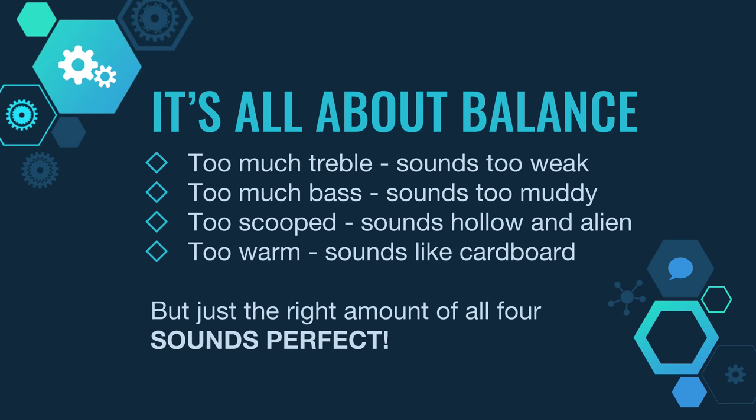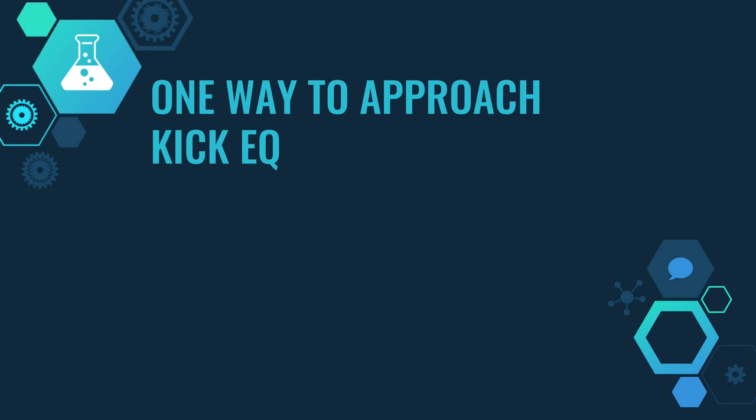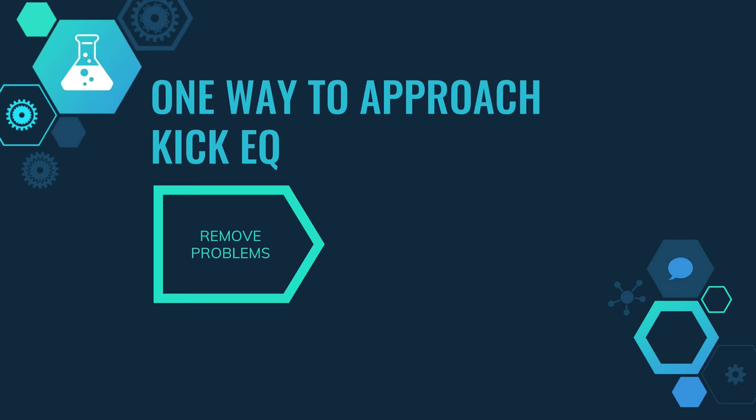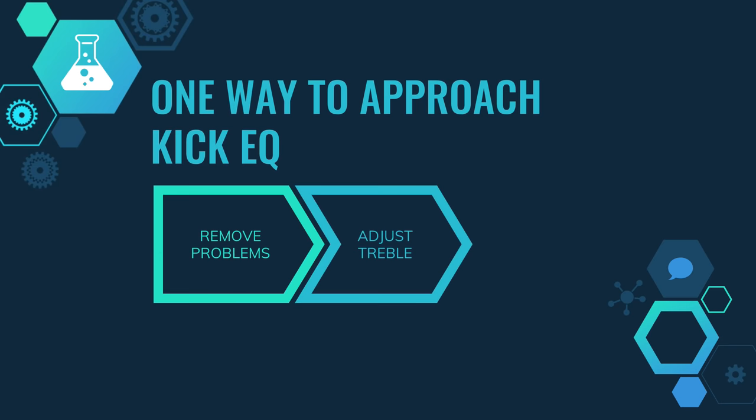to make the kick sound perfect. Now, there's one way that I like to approach kick EQ, and it's such a simple way of thinking about it. First, we need to remove all of the problems with the kick sound. That could be anything from carving out some stuff, or maybe it's changing the sample. If anything, just get rid of as many problems as we can before we start to actually make the kick sound the way we want it to sound. The second part is to then adjust the treble, getting that click just right, getting the kick to smack in the right place. And then finally adjusting the bass or the low end.